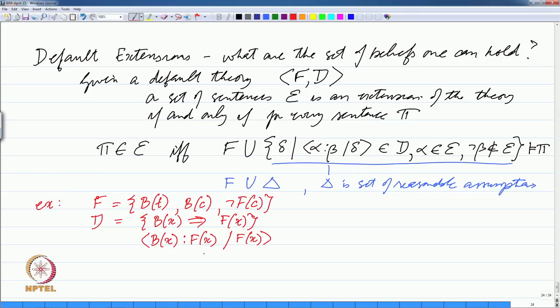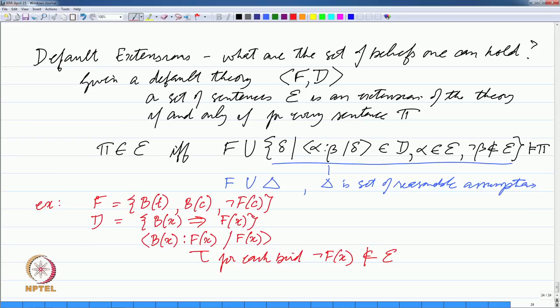Okay, so, what do we need? That for each bird, there are two birds in this case, negation of flies x should not be in epsilon. So, we can only construct those extensions where not flies x is not in the extension. We are allowed to add flies x, because that is what the normal rule says, that if you say that x is a bird, then you can add flies x to the set of assumptions, because you can add that delta to the set of extensions.